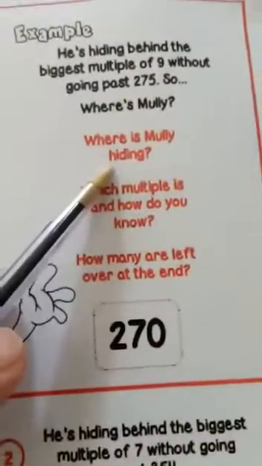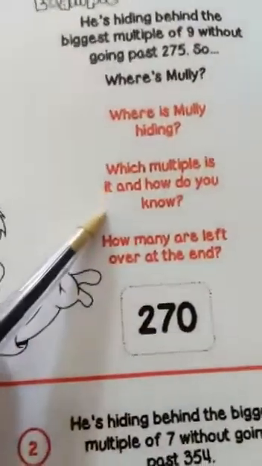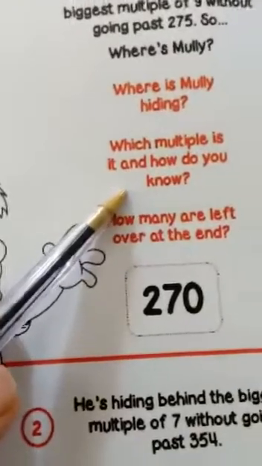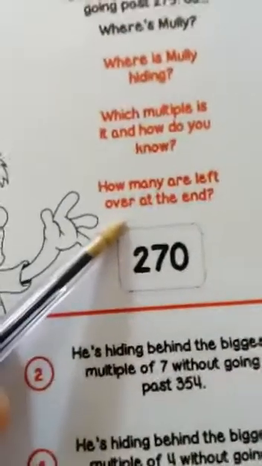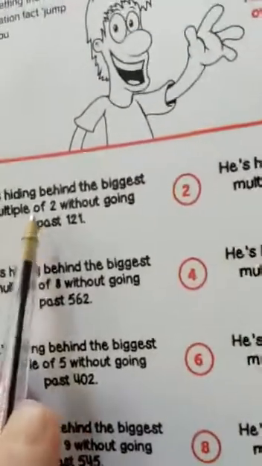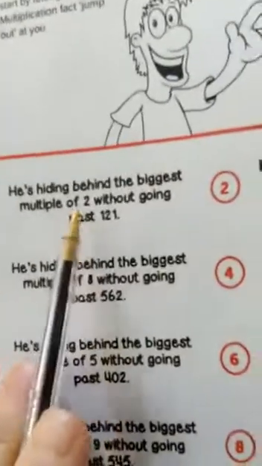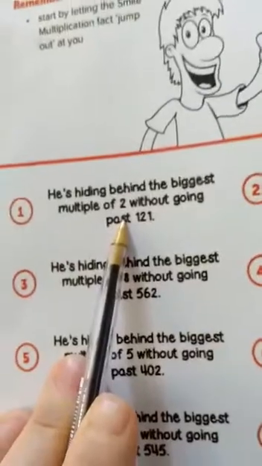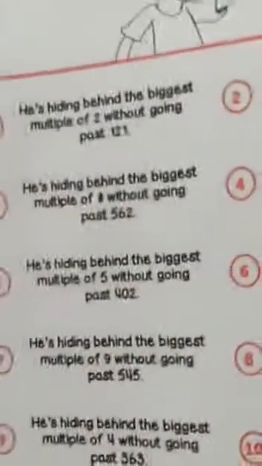The second sheet is a lot more challenging, so it's using 3-digit numbers. And what you've got to do is try and find where he is hiding, which multiple is it, and how do you know, and then how many left over at the end. So if you can, give 3 answers. Where is he hiding? Which multiple is it? And how do you know? And how many are left over at the end?